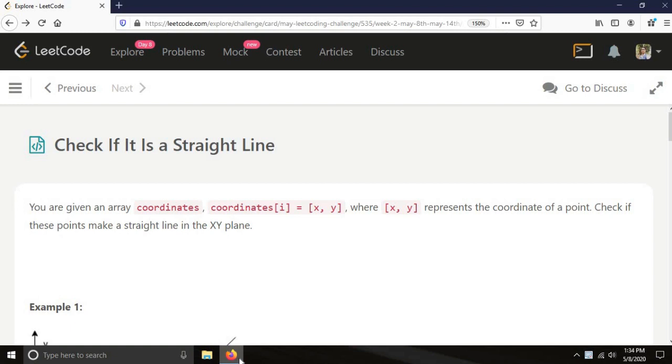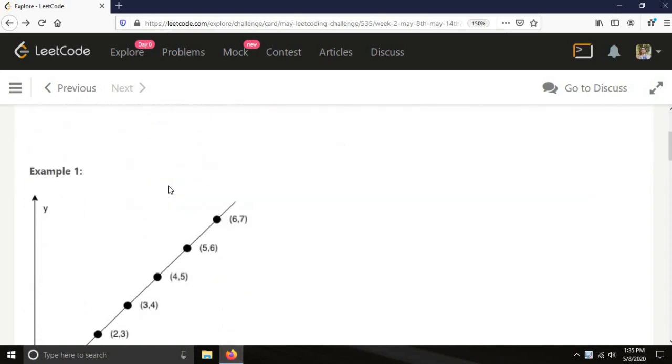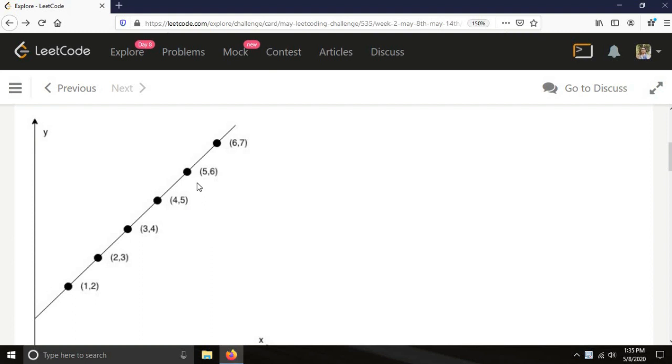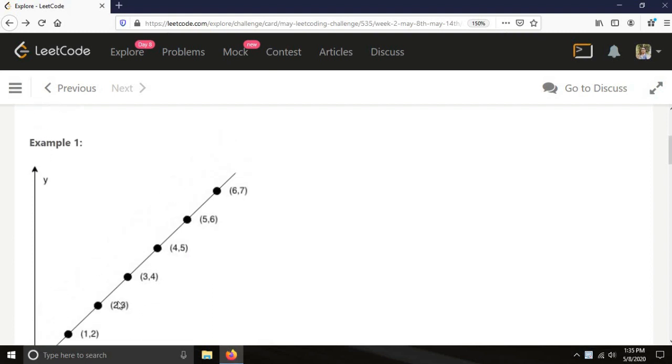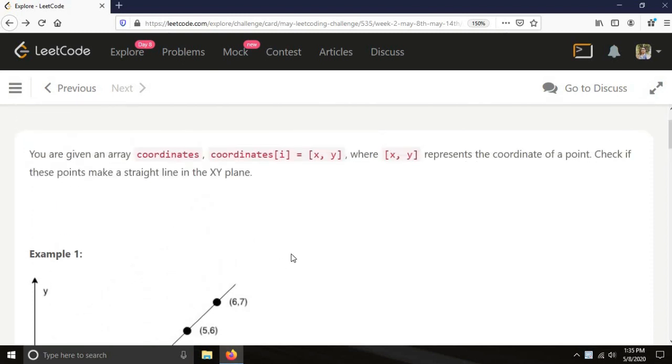Today we are going to solve another interesting problem from the LeetCode May challenge, which is Check If It Is a Straight Line. I can bet that it is the easiest question of the whole LeetCode May challenge. So let's understand the problem statement and our approach to solve it. The problem statement is that we have been given a few coordinates. Coordinates means pairs of x and y, and we have to check whether all the coordinates make a straight line or not. So let's understand the logic and then we will code.